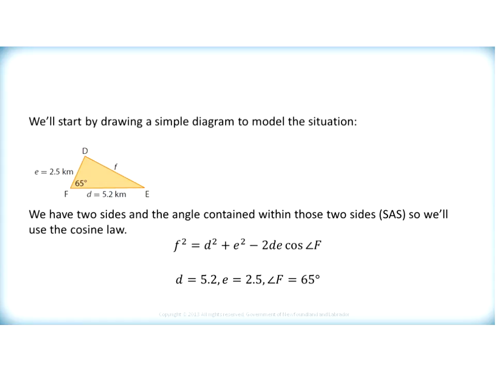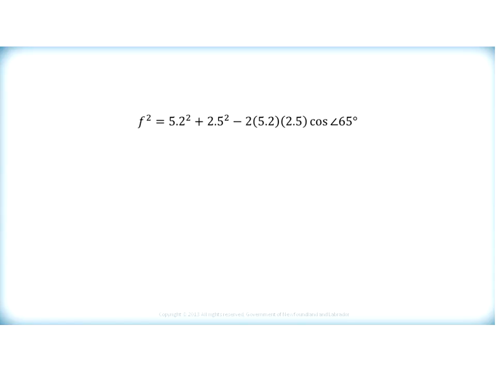So we fill those numbers into our cosine law. And here it is. F squared is equal to 5.2 squared plus 2.5 squared minus 2 times 5.2 times 2.5 times cos 65. So this was D, this was E, this was D, this was E, and this is angle F. So we plug that all into our calculator. We just type it in exactly as is written.